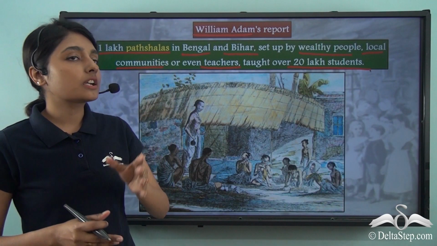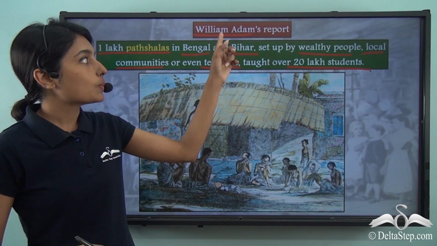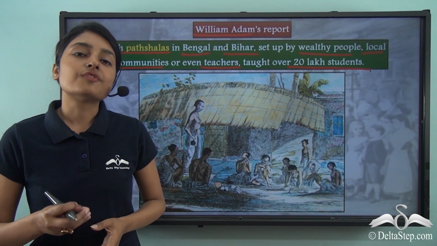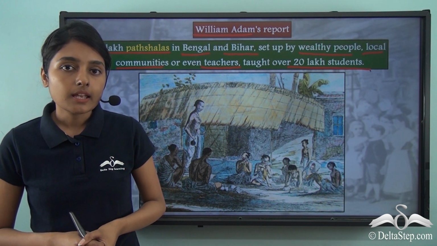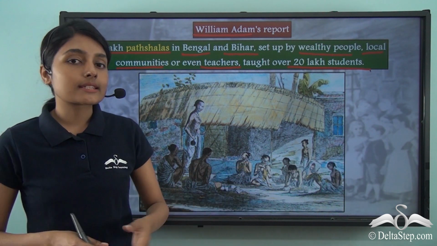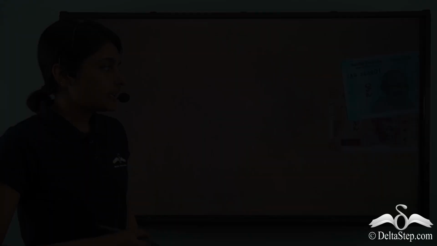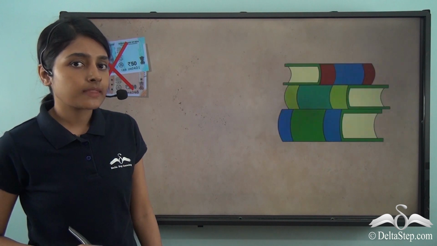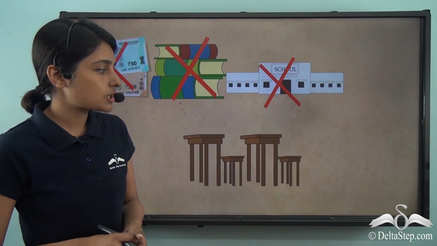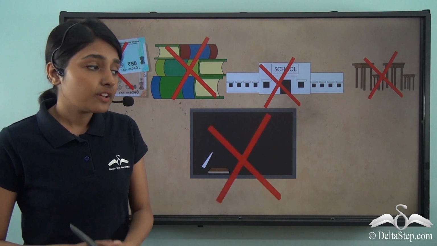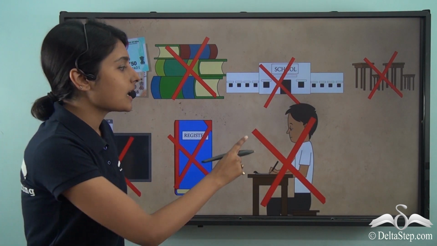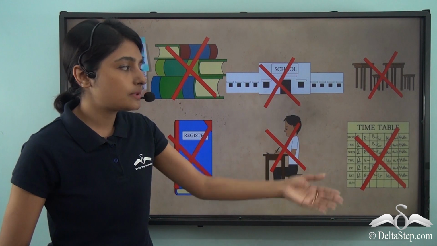Now, when we talk about these pathshalas, as we get to know about them from William Adam's report, we will be surprised to know that the education system during this time was very different from what we know today. So let us now briefly learn how education or knowledge was imparted to the students in these pathshalas. These pathshalas did not have standard fees. Then textbooks were also not taught at the pathshalas. There weren't any school buildings for these pathshalas, no chairs or benches either, even no blackboards. In fact, there were no attendance registers. Students did not have to take exams, and there were no timetables or routines.